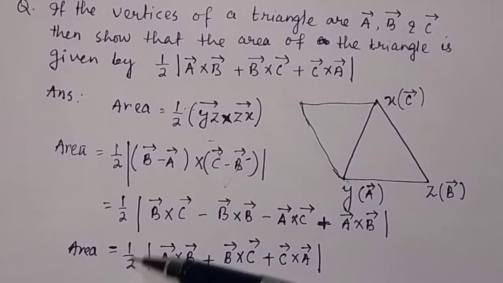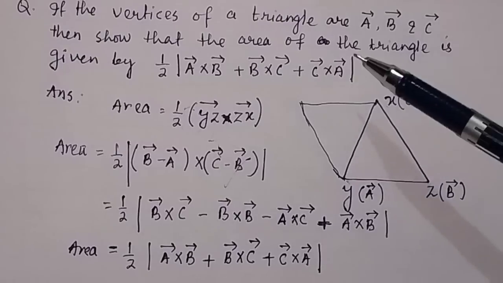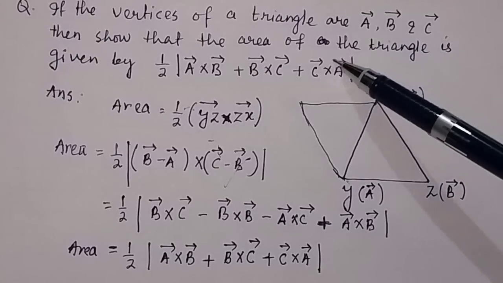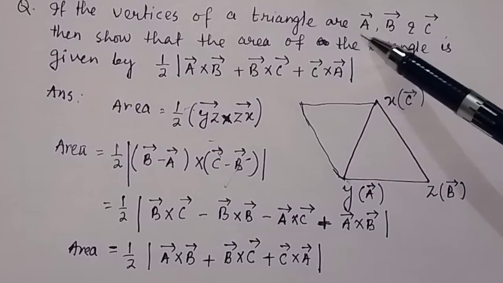So the area will be equal to half of the magnitude of A cross B plus B cross C plus C cross A. In this way, you can find the area of a triangle by using this relation if the vertex vectors are given.